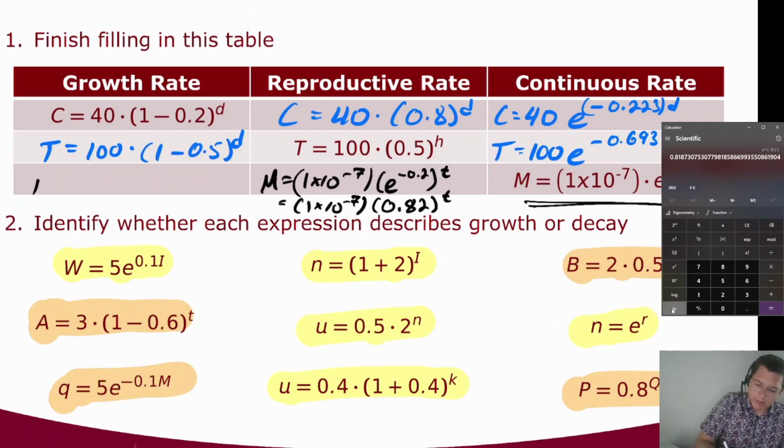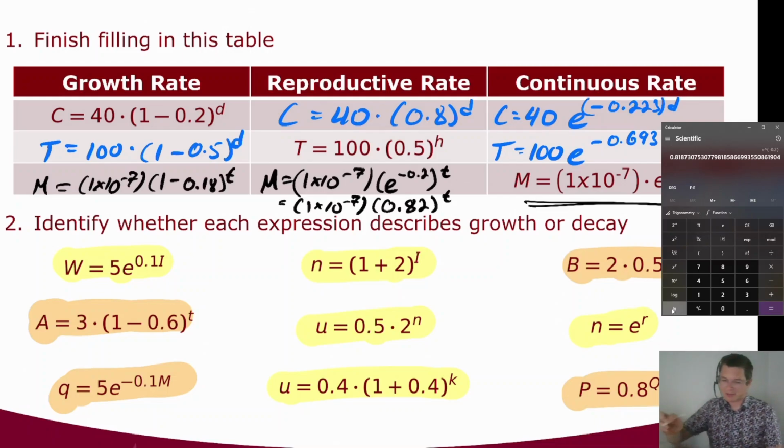And then I can get the growth rate fairly easily. That's going to be 1 times 10 to the minus 7, multiplied by 1 minus 0.18 to the t. It's approximately that, because I rounded it earlier.